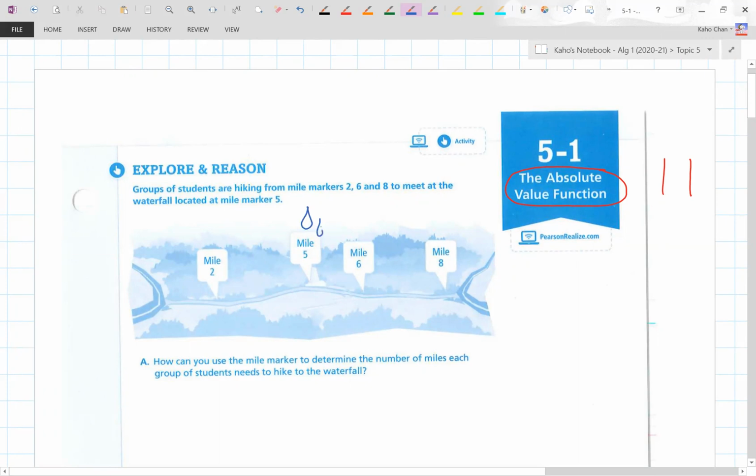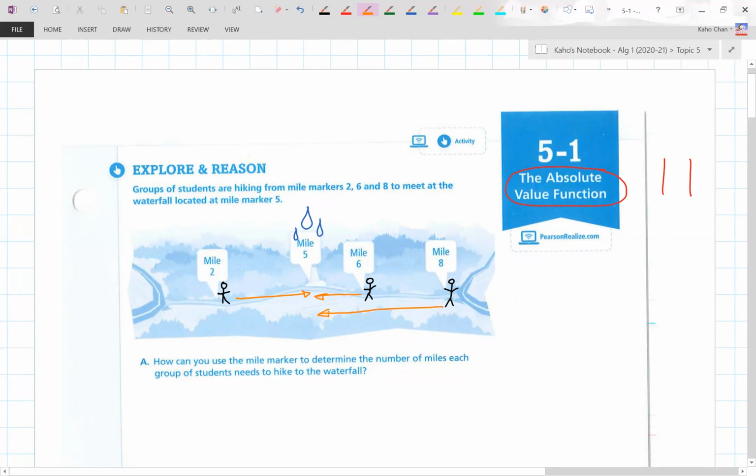So I'm going to draw some water droplets here to represent the waterfall. We have some students at mile marker 2, 6, and of course 8. Their distances can be quickly measured relative to mile marker 5 by drawing arrows in that particular direction.